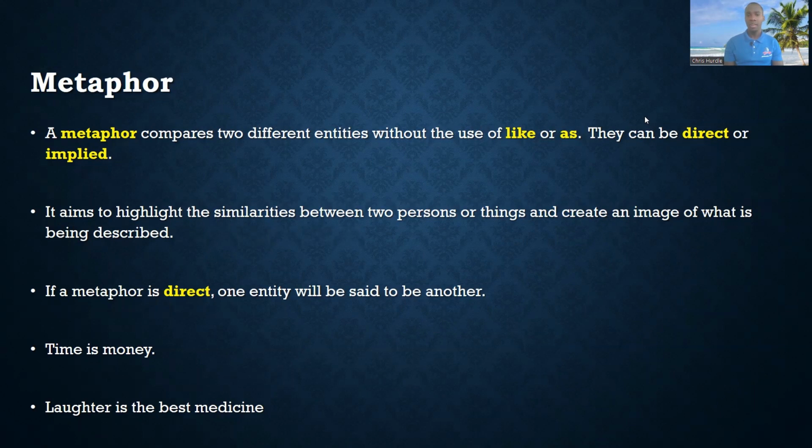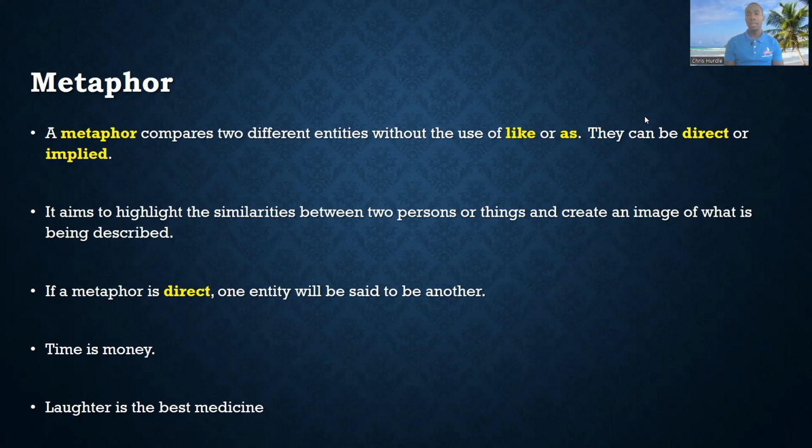So if a metaphor is direct, one entity will be said to be another. So you can look at that as a formula for a direct metaphor: entity X is entity Y. One thing will be said to be another. Time is money. Now you may look at that and be like, so if I say that time is money, then that means that time and money have to have something in common. Otherwise, they can't be compared. All right? So time is money.